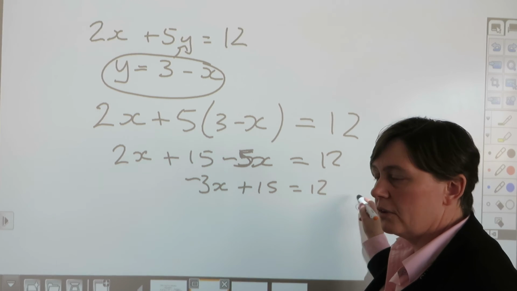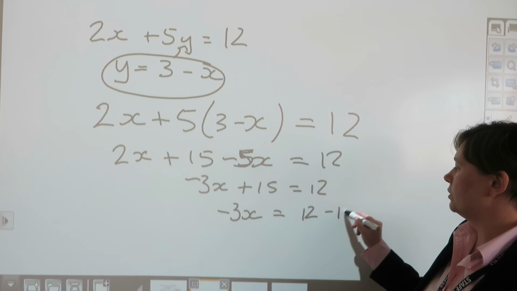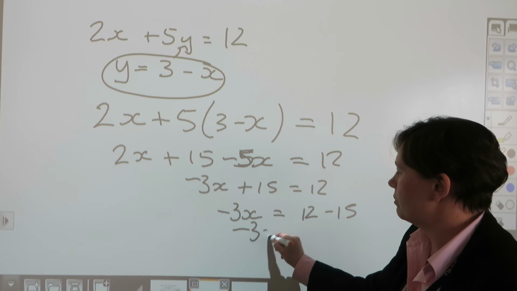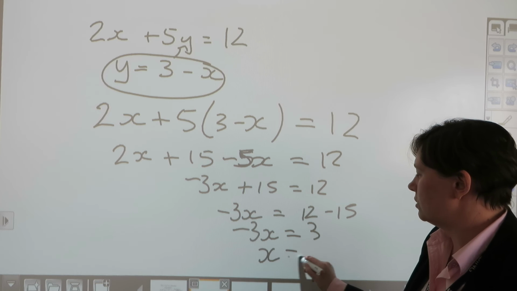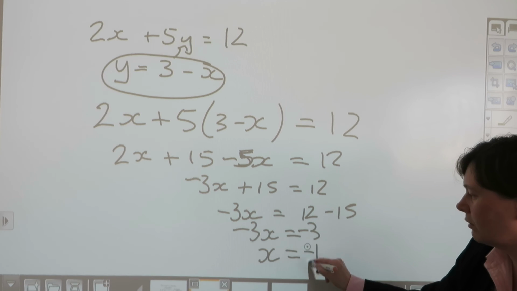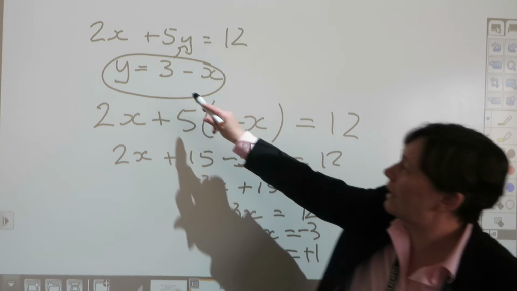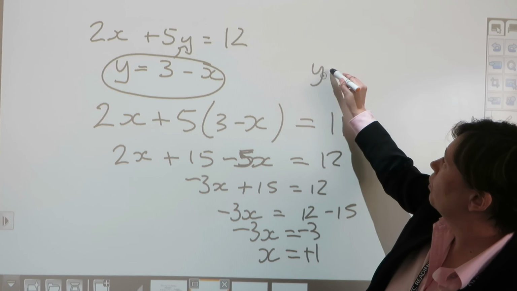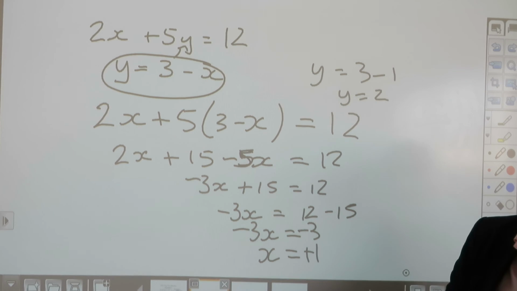Let's take the 15 over. Minus 3x is 12 minus 15. Minus 3x equals minus 3. Therefore, x is going to equal 1, minus 3 divided by minus 3. Yep, okay. So if x is 1, if we now put x is 1 into there, y equals 3 minus 1, y is going to give us a value of 2.